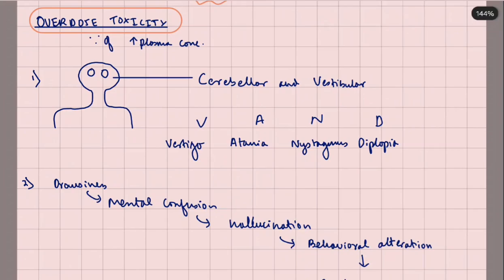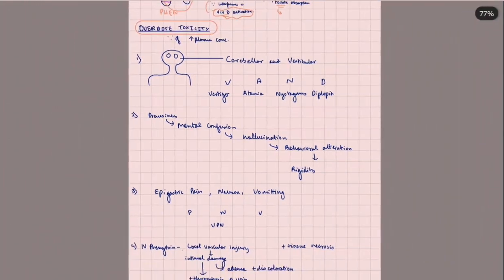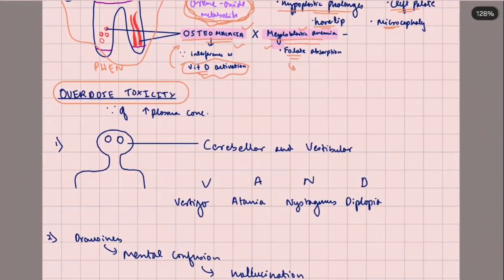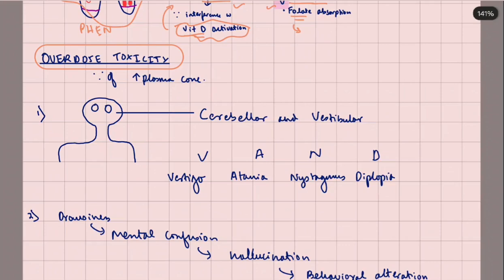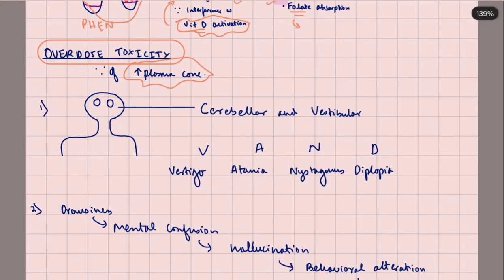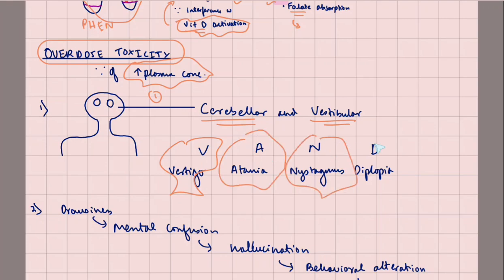Then we have overdose toxicity. We have 5 adverse effects that happen due to overdose toxicity. This is because there's an increase in the plasma concentration. The first adverse effect that happens is the cerebellar and vestibular manifestations. We have vertigo, ataxia, nystagmus, and diplopia.